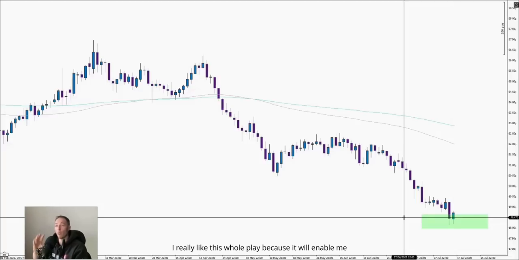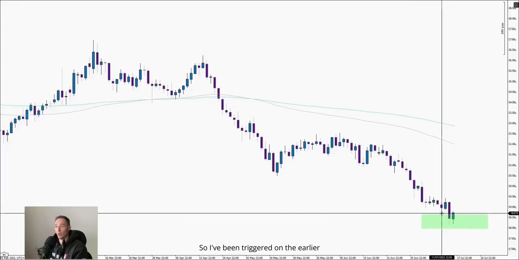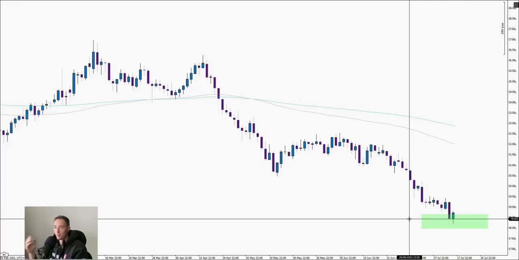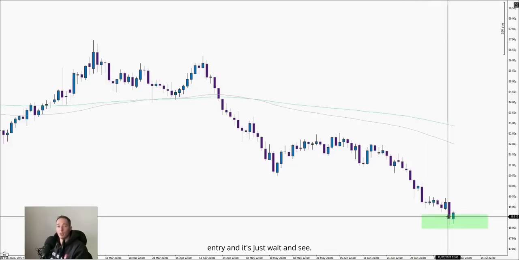I really like this whole play because it will enable me to show you the whole update throughout the play. And one of the things that you guys were looking for is scaling in and scaling out of a trade. So I'm currently scaled in the trade. I've been triggering on the earlier position there, but not the lower one. We shall see if we get the lower one, but by the look of it, I doubt we'll get it. Currently this trade is not running much, because I'm long from the entry and it's just wait and see.